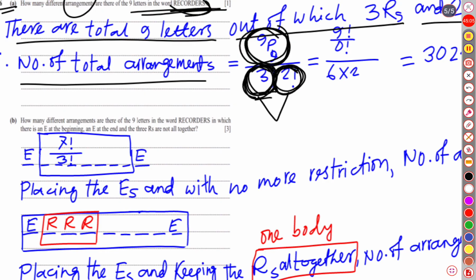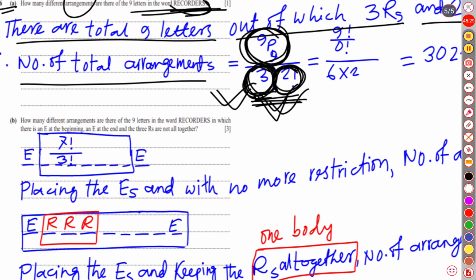But don't write 5 factorial, because 3 factorial into 2 factorial cannot be equivalent to 5 factorial. Individually you will have to write 3 factorial for 3 r's and 2 factorial for 2 i's. So in short, if we get identical letters or identical items, then that will divide the total arrangement.